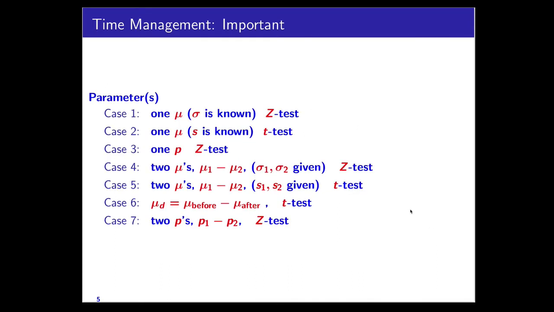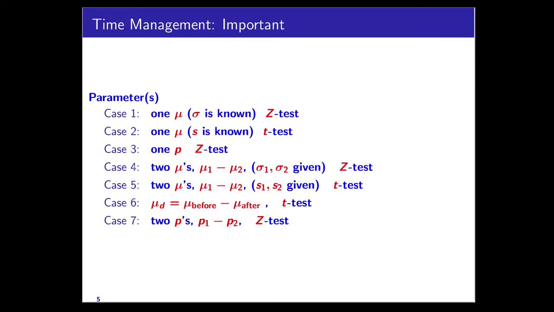Now, what are the parameters? We consider the following cases. Case number 1, for one mu, sigma, the standard deviation from the population, is given. In this case, we have a z-test. Case number 2, for one mu, the standard deviation from the sample is given. In this case, we have a t-test. Case number 3, we test for proportion p, and this is a z-test.